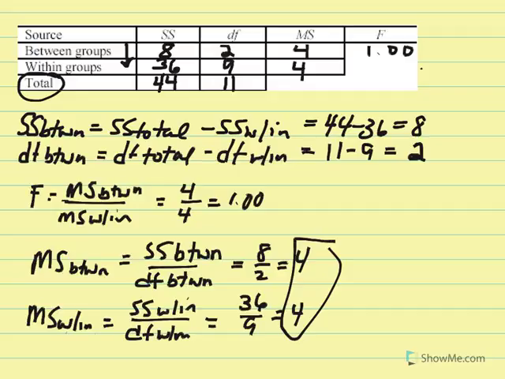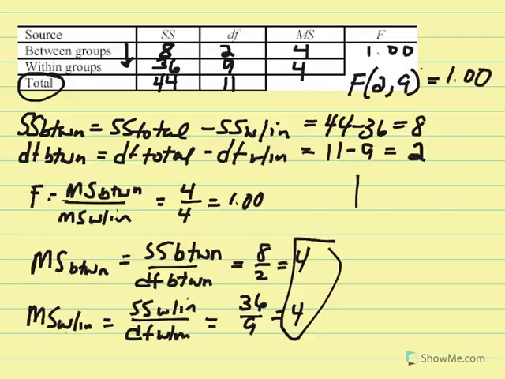But because the values are the same, we see a ratio of 1.0, meaning that the numerator is no different than the denominator. No treatment effects are visible here. And we would express this F ratio. We would include the corresponding degrees of freedom. So we would say F, our degrees of freedom for the numerator is equal to 2, comma, the degrees of freedom for the denominator, which is equal to 9. And we would say that's equal to 1.